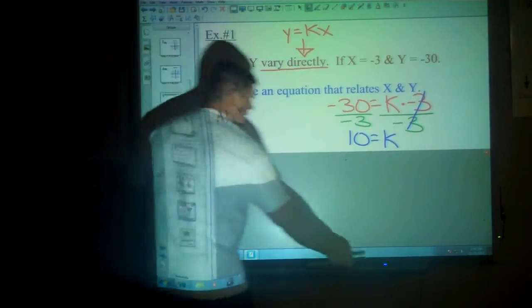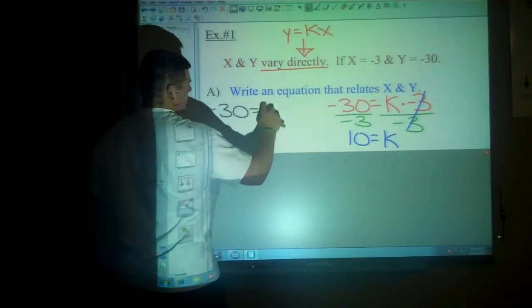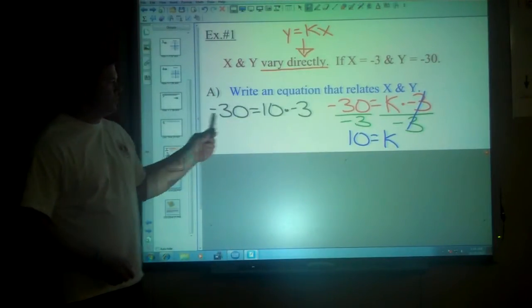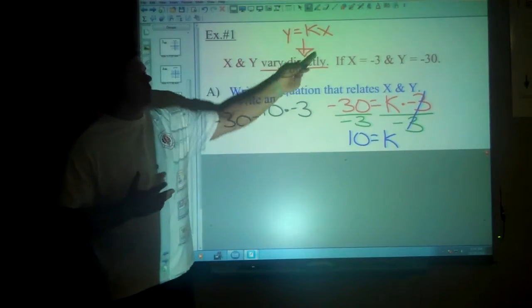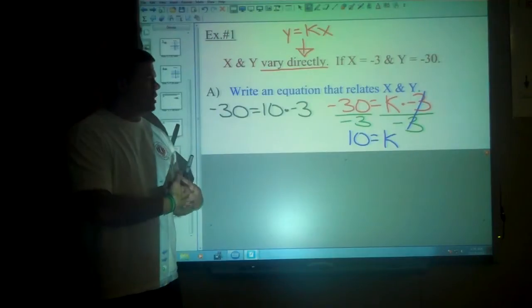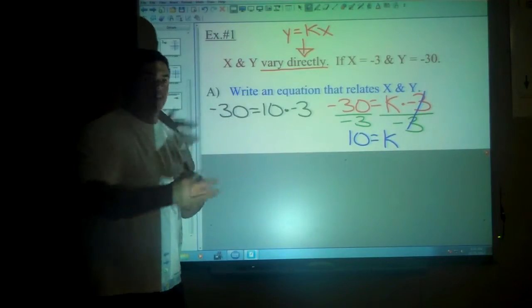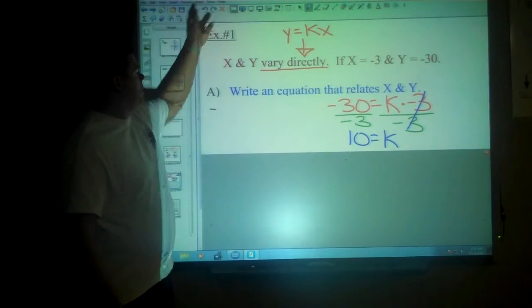So they go over to their next situation and they go, okay, well, negative 30 is equal to 10 times negative 3, maybe that's it. But this is just an equation that says negative 30 is equal to 10 times negative 3. It's not the generic form allowing me to use that equation. I want to be able to use this equation if somebody starts giving me new x values. So this is not good enough. If I see this, I have to mark it wrong.